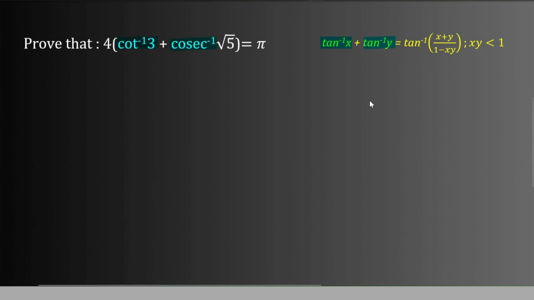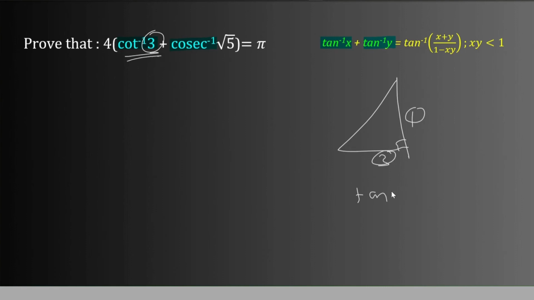For that I am going to use this property of a triangle. Let's say I make a right angle triangle over here. Now cot is what? Cot is base over perpendicular. So what is tan? Therefore tan is perpendicular over base. So we can say that cot inverse root 3 is the same as tan inverse 1 over root 3.